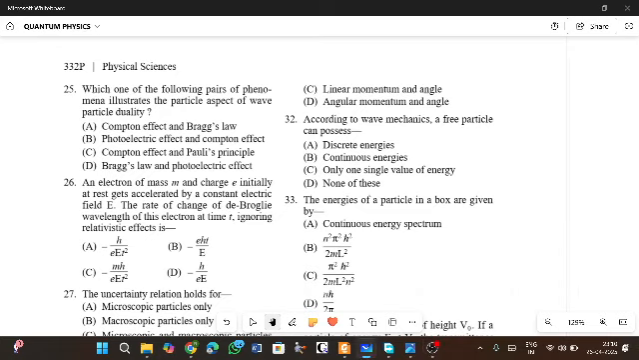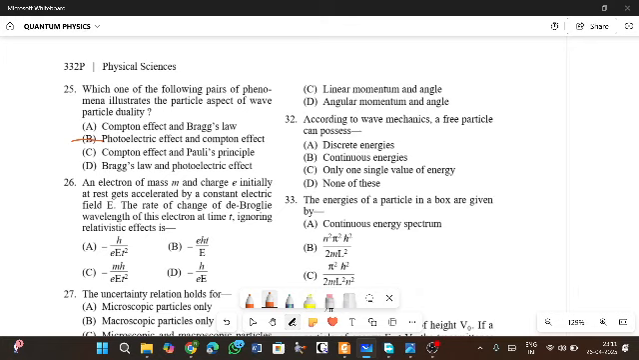Here we have the 25th question. Which one of the following pairs of phenomena illustrates the particle aspect of wave particle duality? The photoelectric effect and the Compton effect give the particle nature. Bragg's law is based on the wave nature, and Pauli's principle and the vector atom model are not particle phenomena either. So obviously option C is correct. Option B is correct for question number 25.